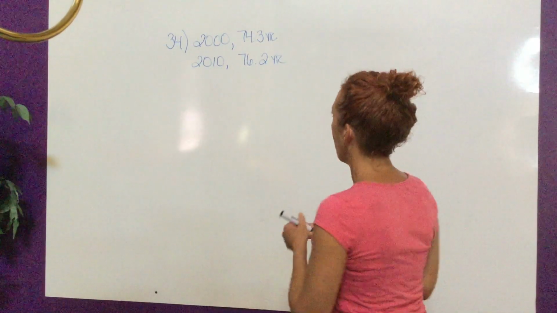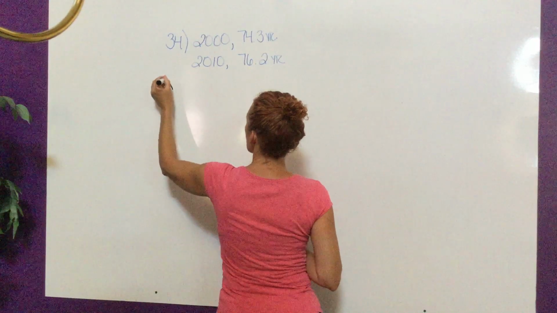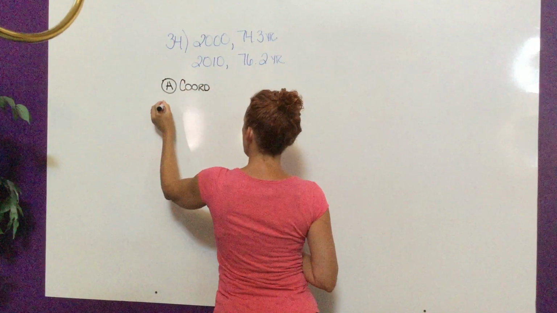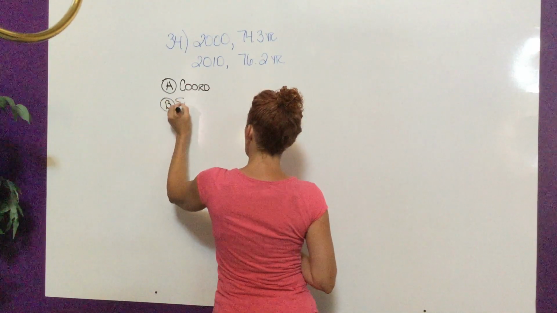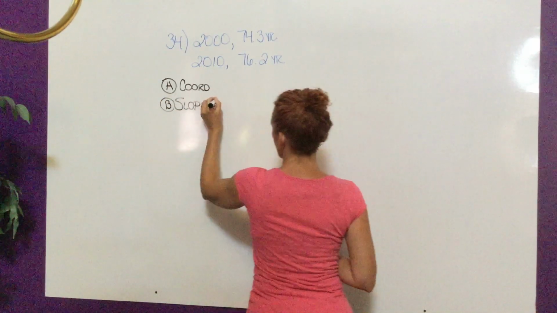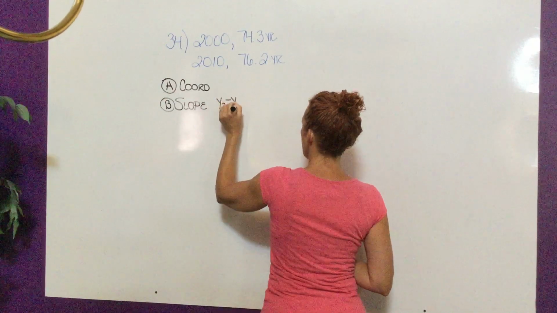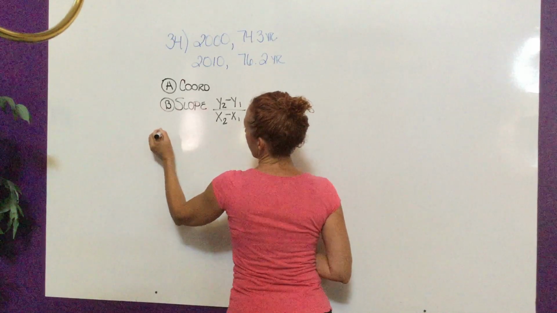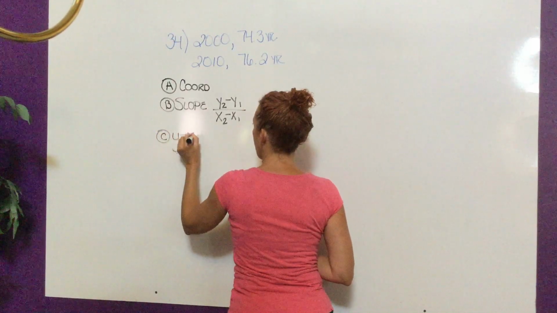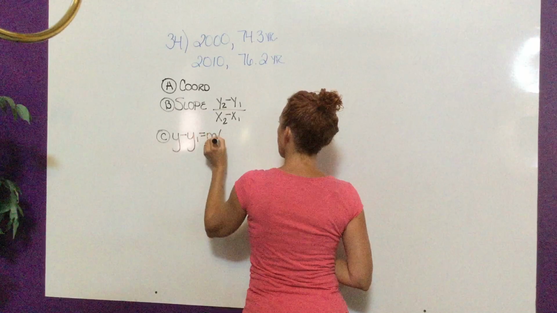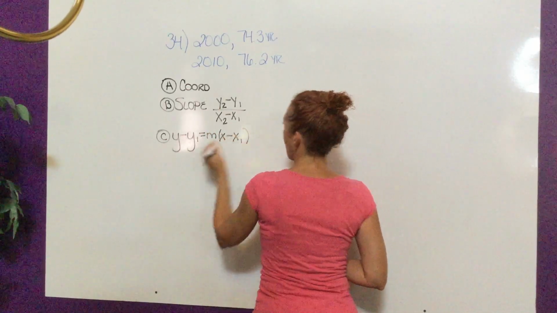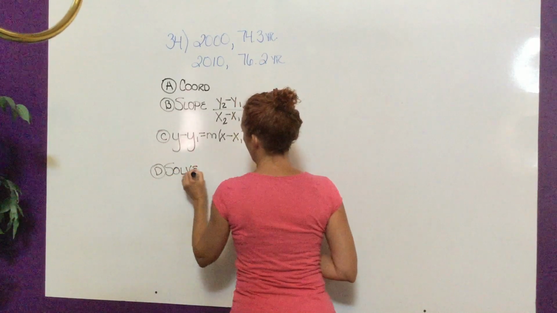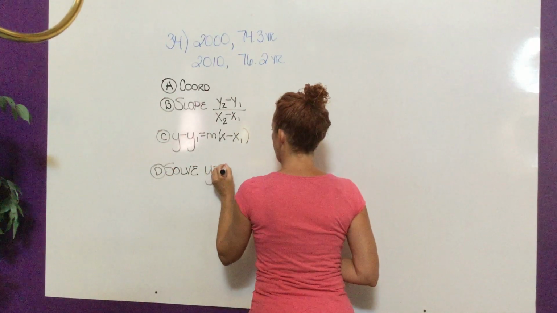So step 1, state the coordinates. Step 2, find your slope. Use this formula right here. Step 3, plug it into that point slope form. And step 4, solve it for y. Go ahead and put it in that y equals mx plus b.